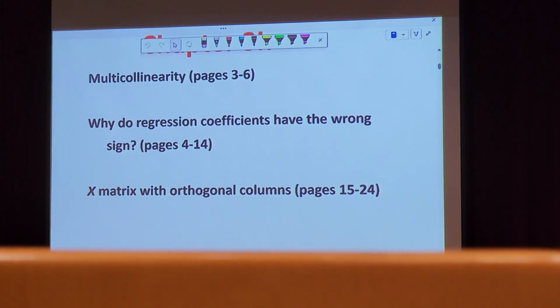Alright. So we will take a look at pages 3 to 6 for multicollinearity. And then the second topic is, why do some regression coefficients have the wrong sign? You know that if you increase x1, a particular regressive variable, y, the response, will go up. But somehow the regression coefficient is not positive, it's negative. So how can that happen? I will explain it. There are a few reasons for it.